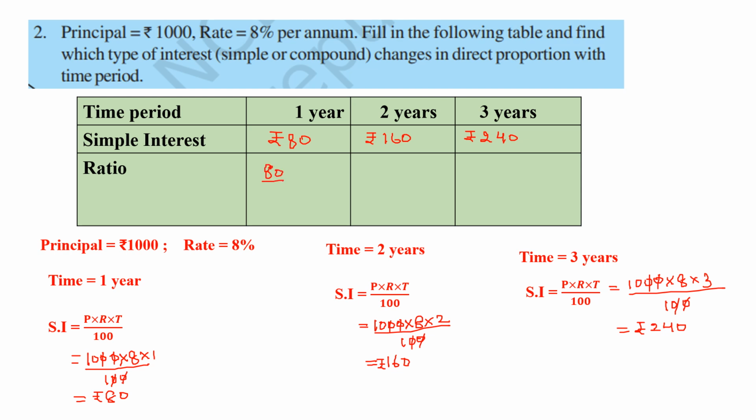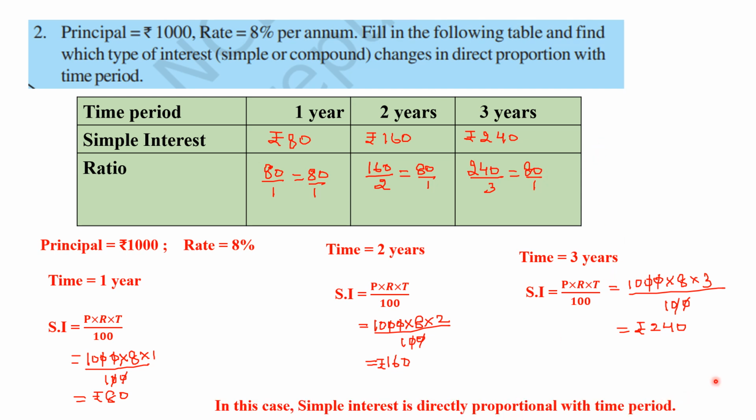So it is 80 by 1, okay, which is 80 only. Here it is 160 by 2. So this is also 80 by 1. Next it is 240 by 3. This is also 80 by 1. So if you see here, my ratio is constant in all the three cases, isn't it? So from here I can say that simple interest is directly proportional to the time period, isn't it?